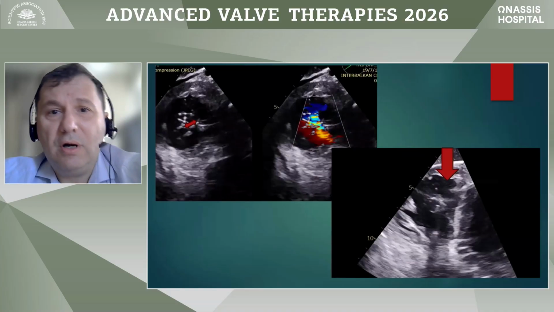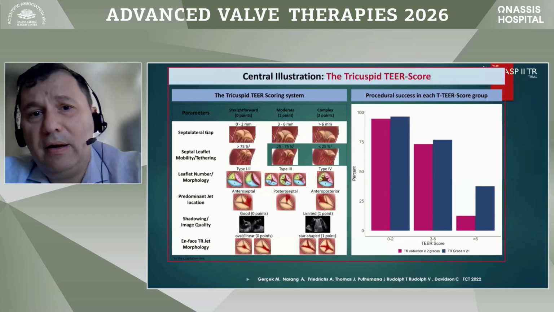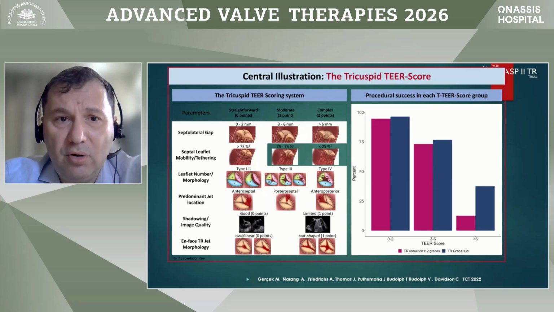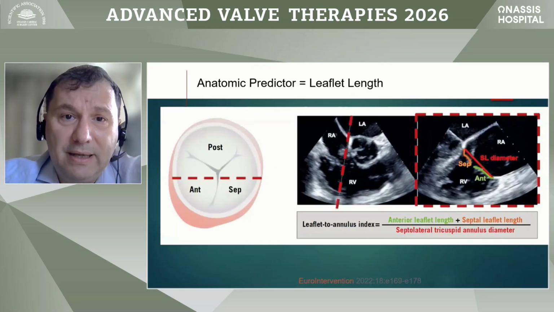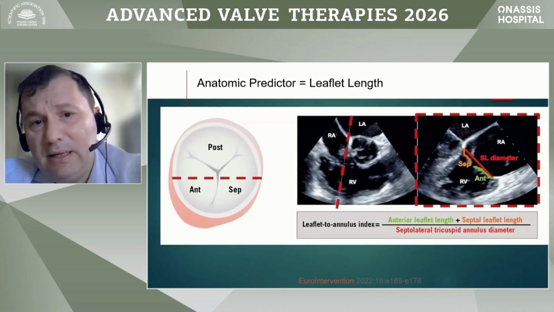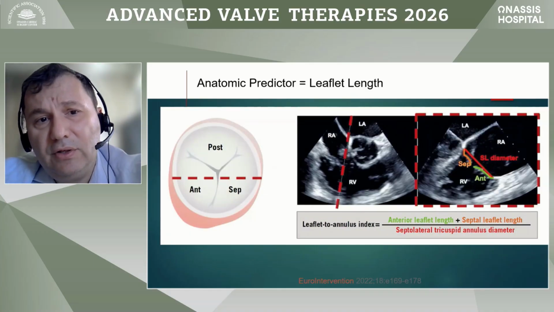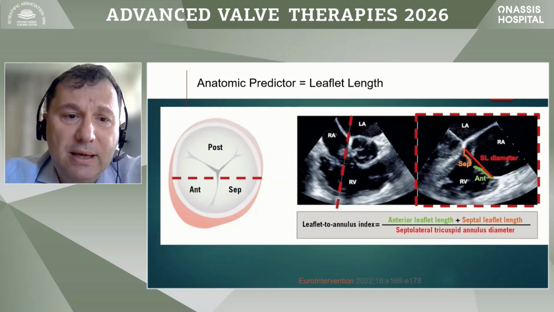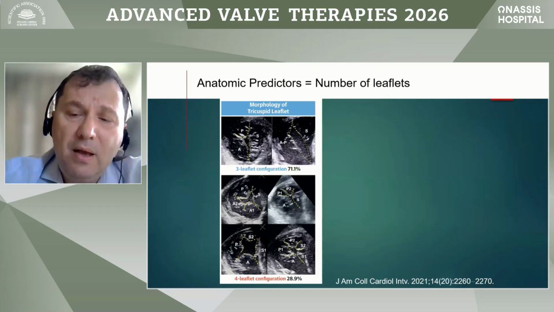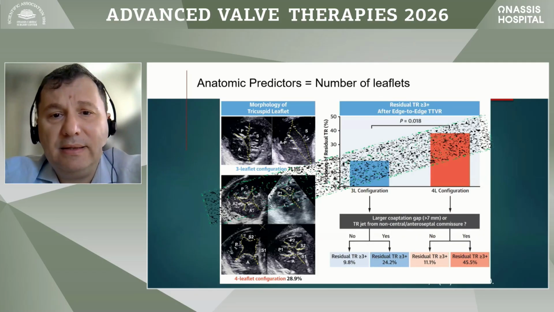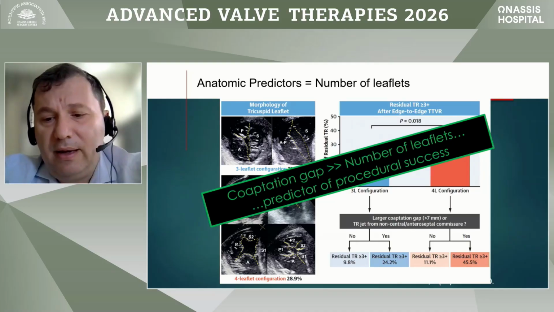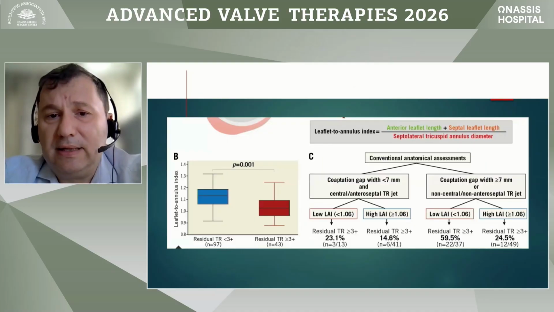It's also a good practice to have the tricuspid TEER score that predicts the success of the intervention. Another index is the leaflet to annulus index, but the most important thing is the coaptation gap. It's a predictor of the procedural success.